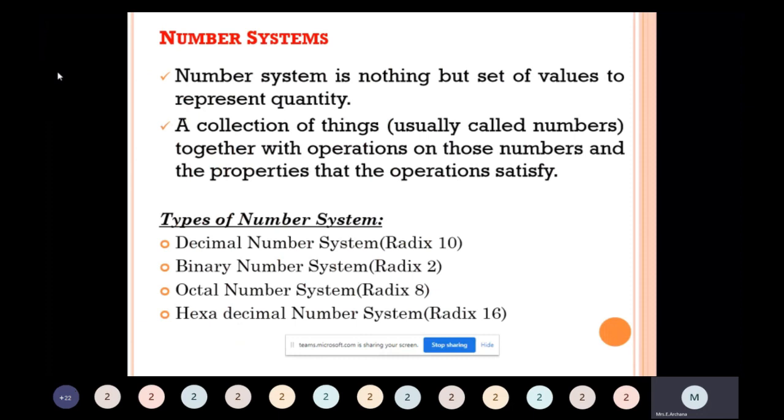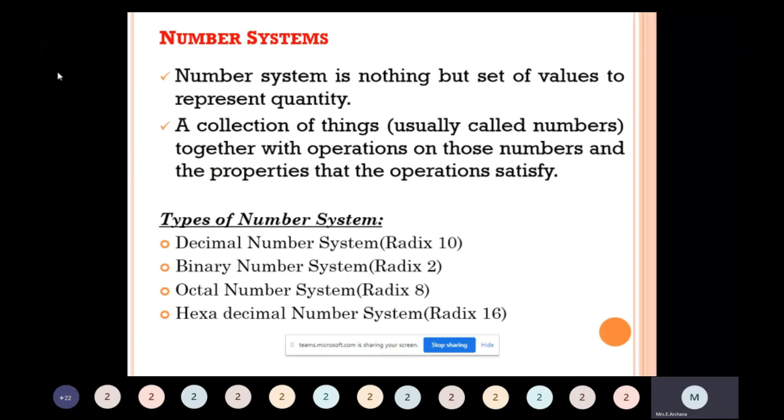Usually, we call a collection of things numbers. On those numbers, we are going to do some operations, and the properties satisfy those operations. So the number system is nothing but a set of values to represent the quantity, and then we are going to see what operations and properties we can do with the help of numbers. That is called a number system.